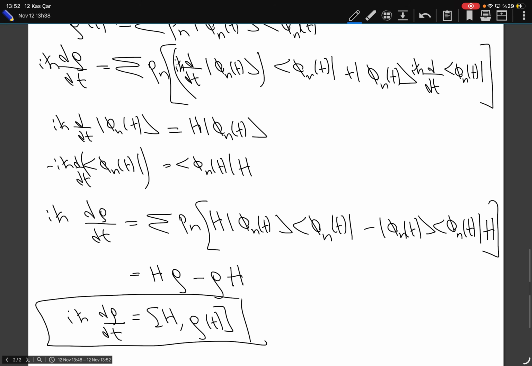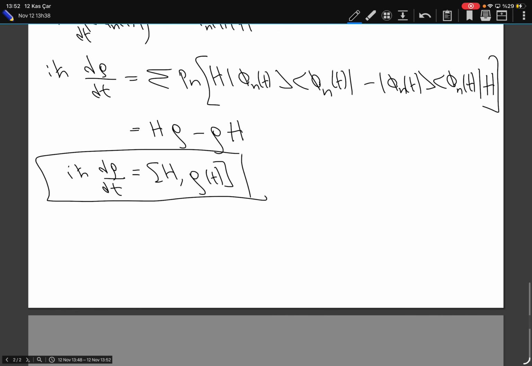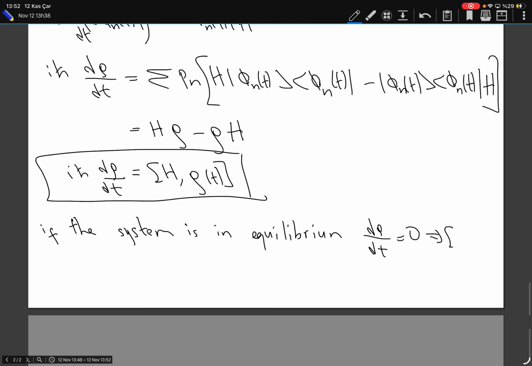This is true in general. Whatever the system is, whether it's in equilibrium or not, I don't care. This will always be true. I didn't make any assumption now. But if the system is in equilibrium, d rho by dt should be 0, and hence H and rho should commute.